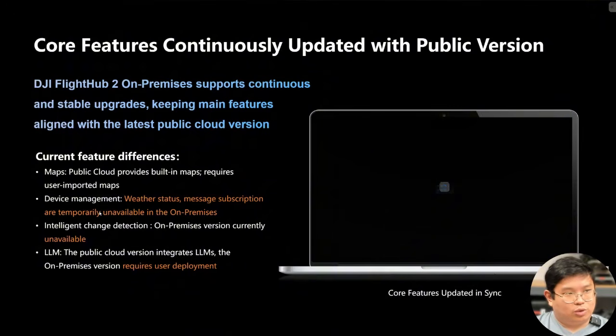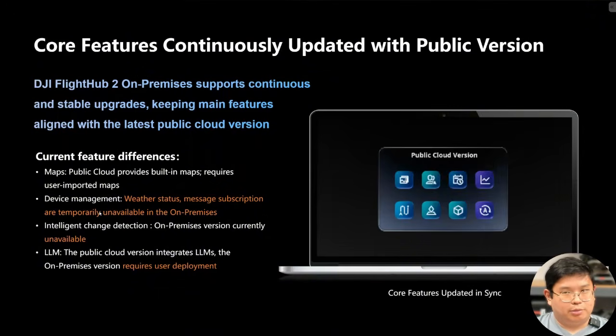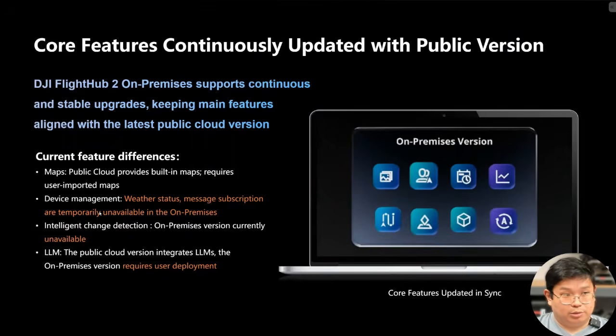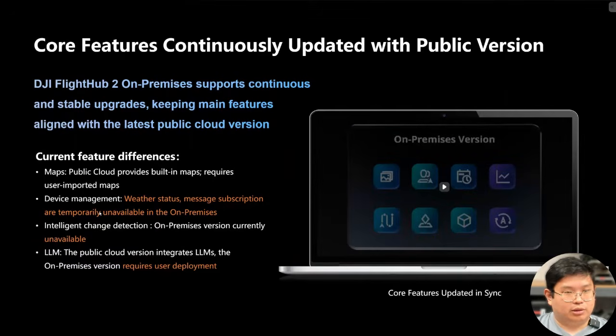Let's talk about some core differences between the public version and the on-premises version. First of all, the public version provides everything ready to go. You don't actually have to set up anything. It is software as a service, like I said. But for on-premises, you do need to do some pre-configuration to get everything up and running.